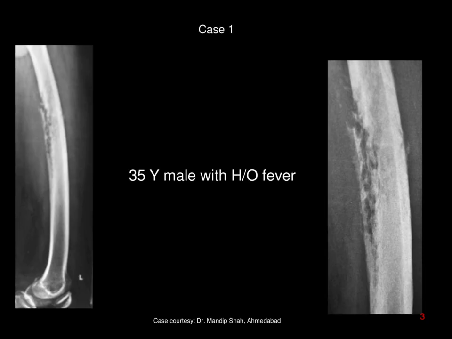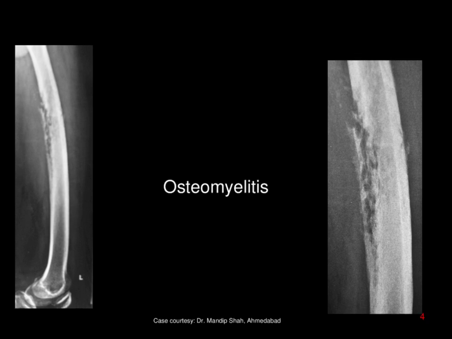Case number 1. This is a 35-year-old gentleman with a history of fever along with pain and swelling in the thigh. His X-ray showed this destructive lesion in the femur, which is permeative and really appears aggressive. It was reported as osteomyelitis on the imaging, and I would agree that osteomyelitis is a significant differential diagnosis in this case, looking at the pattern of bone damage and the fact that this patient had fever, pain, and swelling.